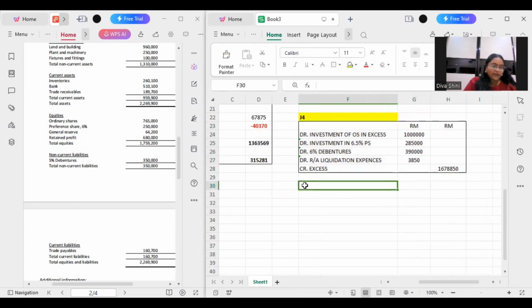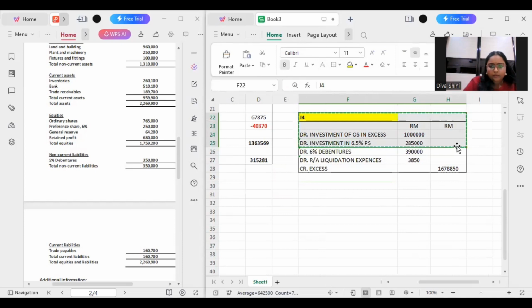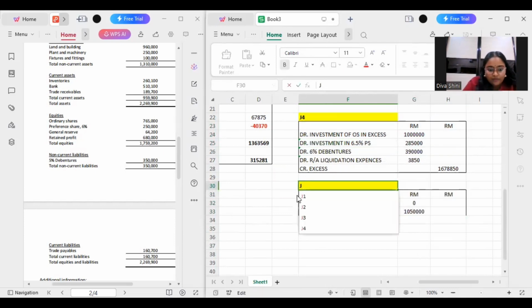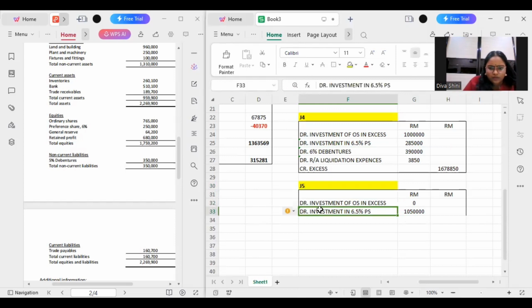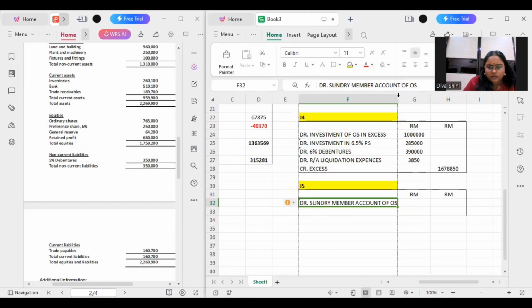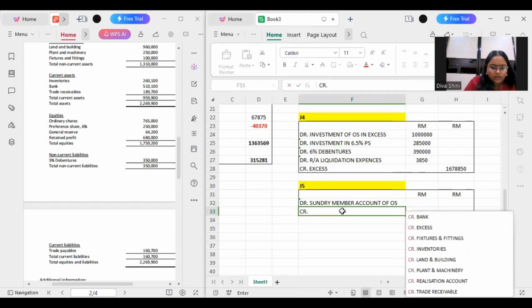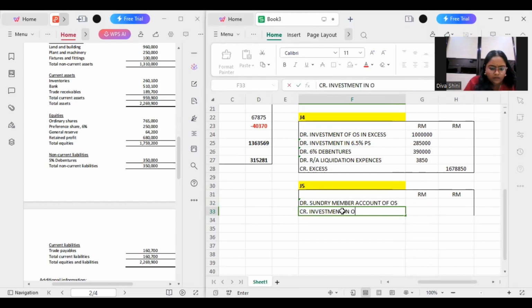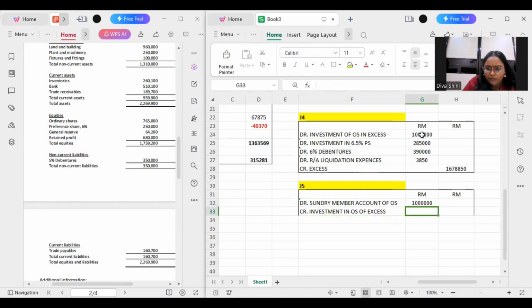And journal 5 is transfer J4 to the respective owner. The respective owner is SMA, which is sundry member account. So for J5, we need to debit and credit the J4, which is debit is sundry member account of OS. And then the credit is investment in OS of excess, and the amount will be from J4.